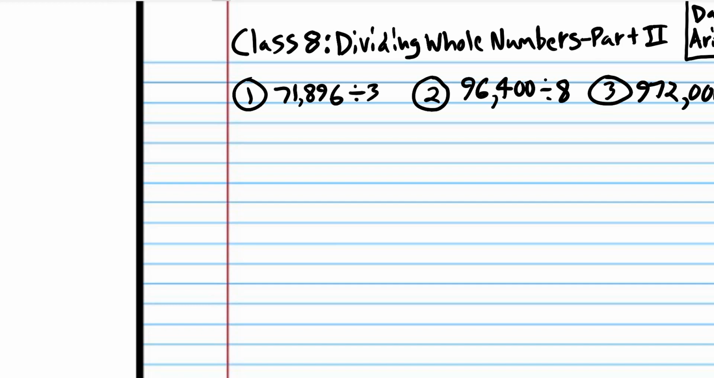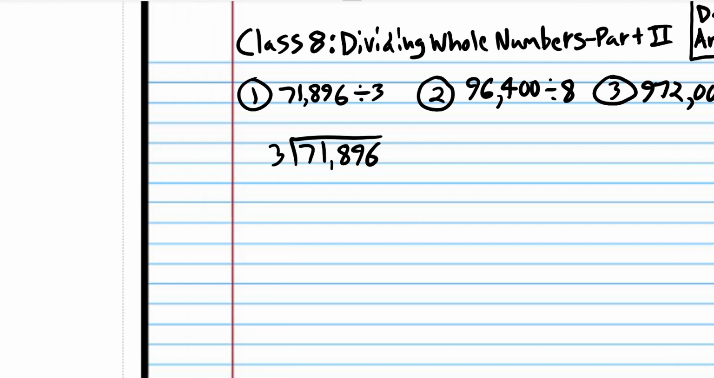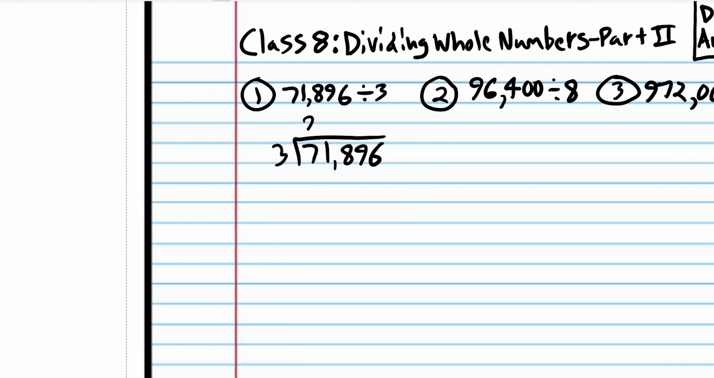Number 1, 71,896 divided by 3. So remember, we had to use an algorithm called long division. You put the dividend inside, you put the divisor outside, and then our answer is going to be the quotient. All right, so how many times does 3 go into 7? It goes 2 times, and then 2 times 3 is 6.